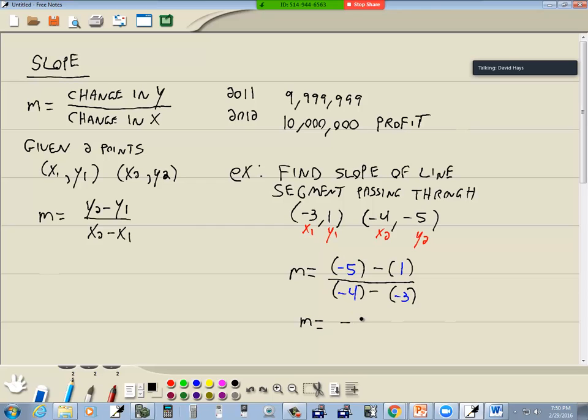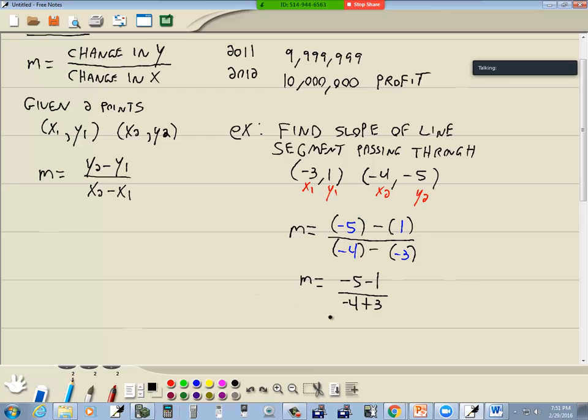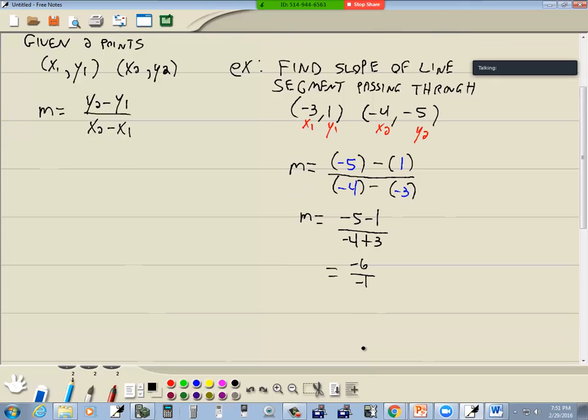So we've got -5 minus 1. Those parentheses aren't doing anything. We've got -4, but these parentheses are. Here we have a negative parentheses negative, and remember, that's one of our shortcuts, and that becomes a positive. So then we've got -5 minus 1 is -6. -4 plus 3 is -1, which gives us negative divided by negative is positive. So that gives us 6 as our slope. So that's how you find the slope given two points.